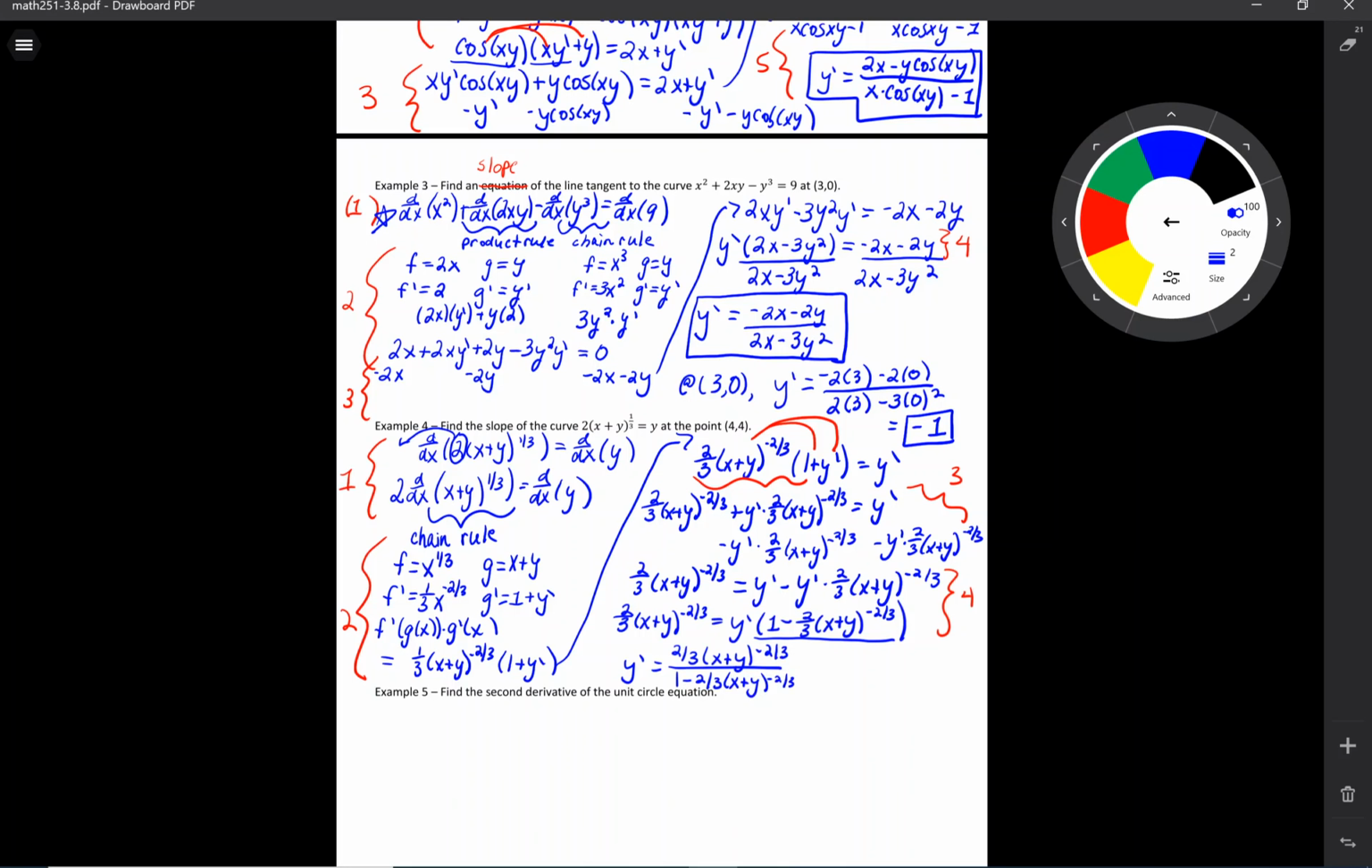Now you may be tempted here, since I have a 2/3 (x plus y) to the negative 2/3 on the top and the bottom, to cancel those two out. However, since we are subtracting instead of multiplying in the denominator, we cannot cancel those two things out. This is as simplified as it can get.